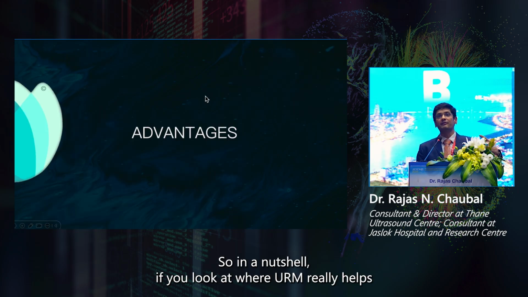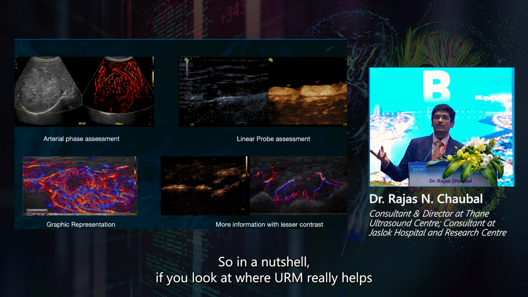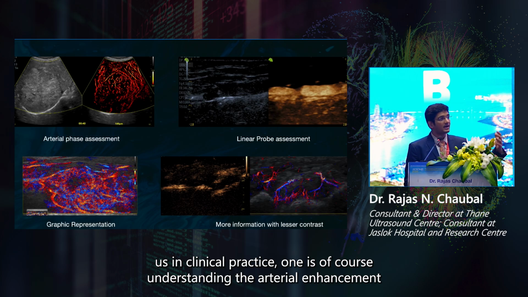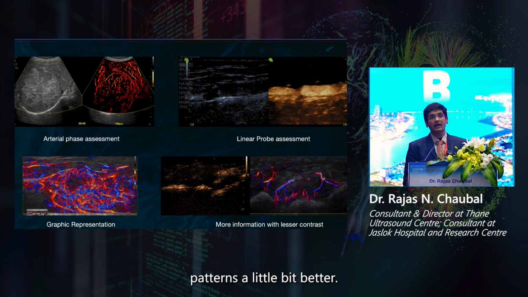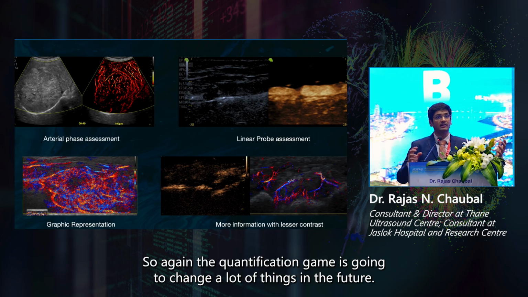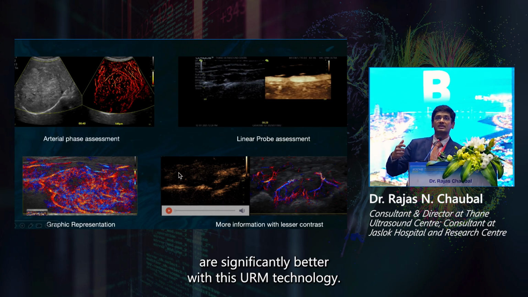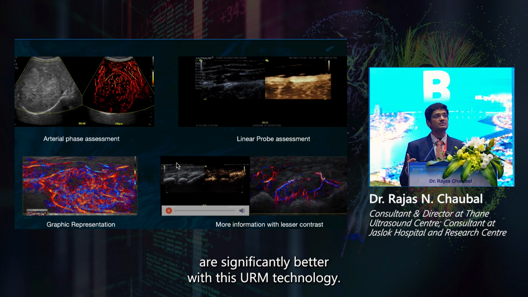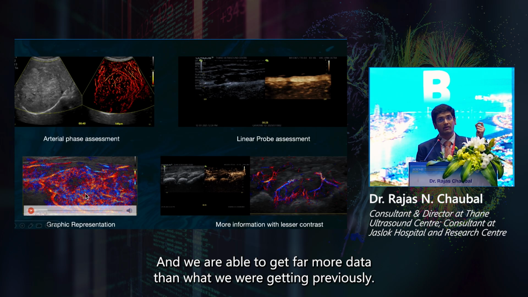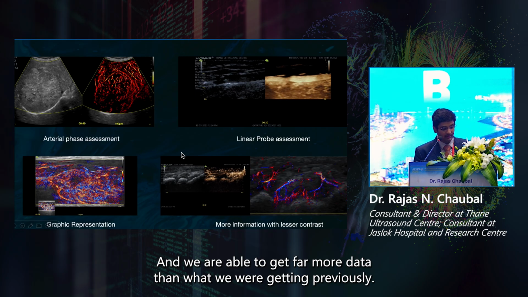So in a nutshell, if we look at where this URM really helps us in clinical practice, one is of course understanding the arterial enhancement patterns a little bit better, and we are able to quantify. So again, the quantification game is going to change a lot of things in the future. I already mentioned how the linear probes are significantly better with this URM technology, and we are able to get far more data than what we were getting previously.